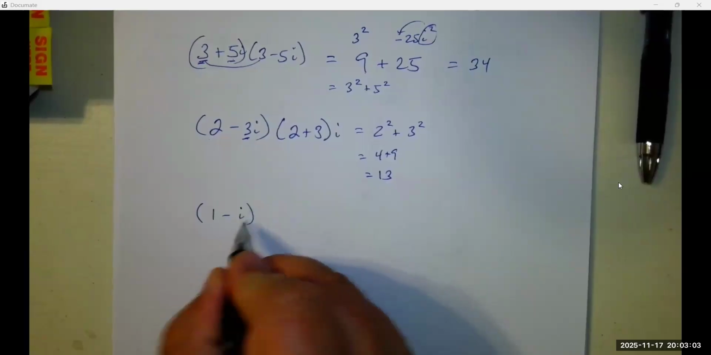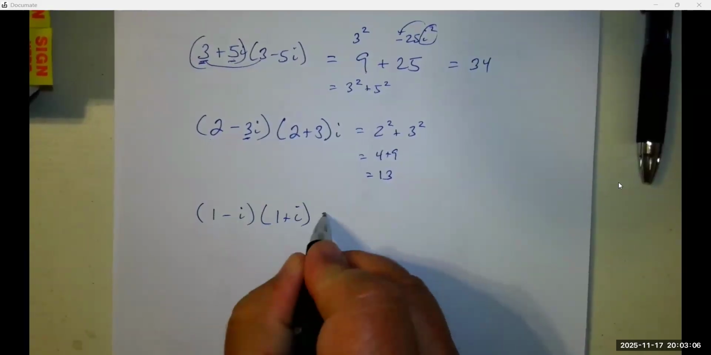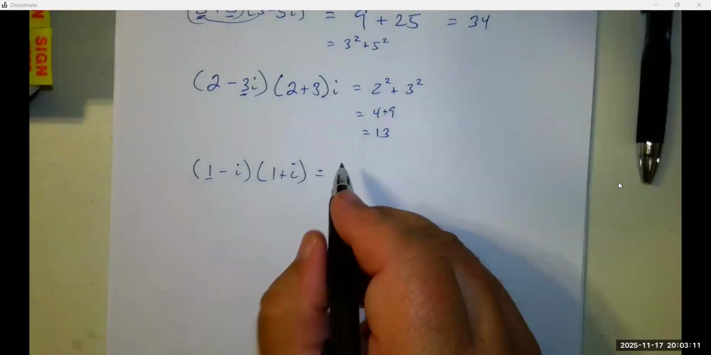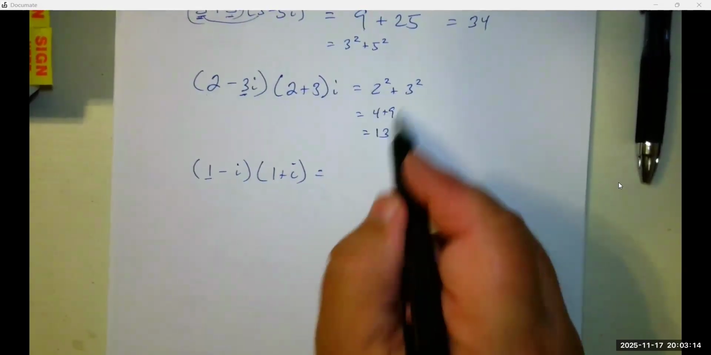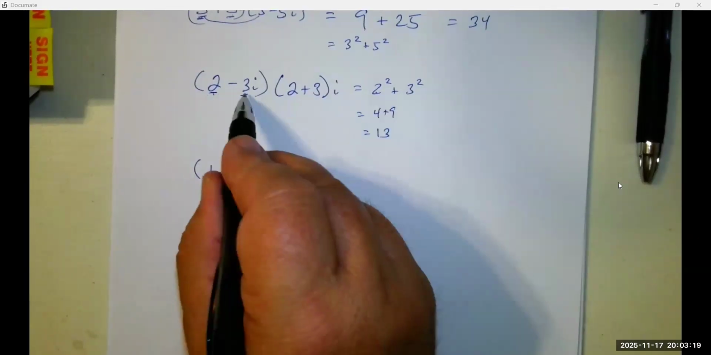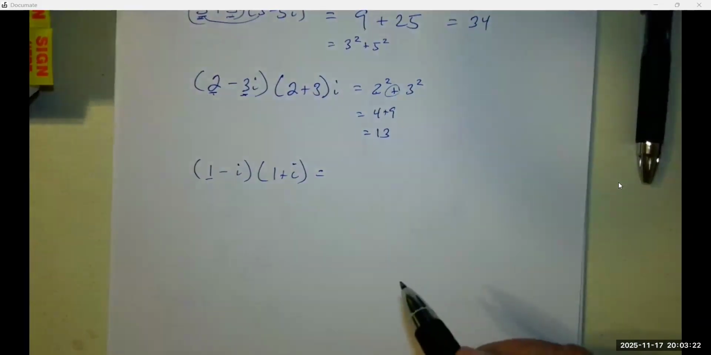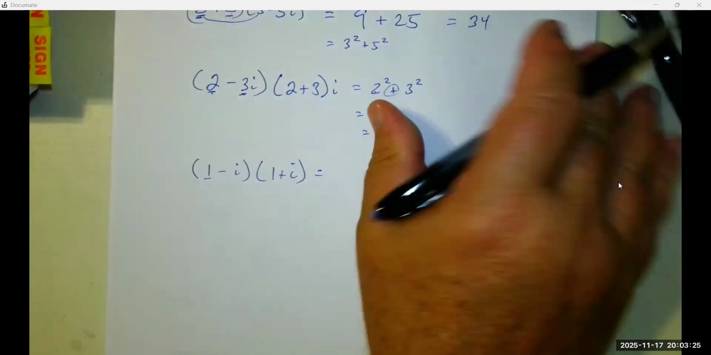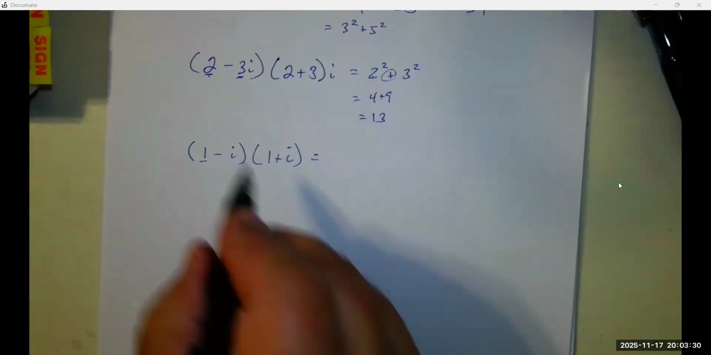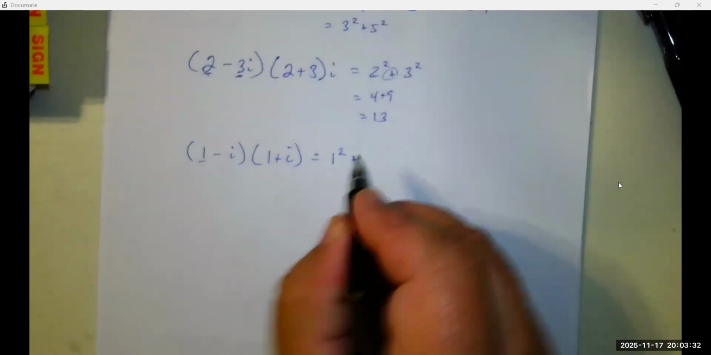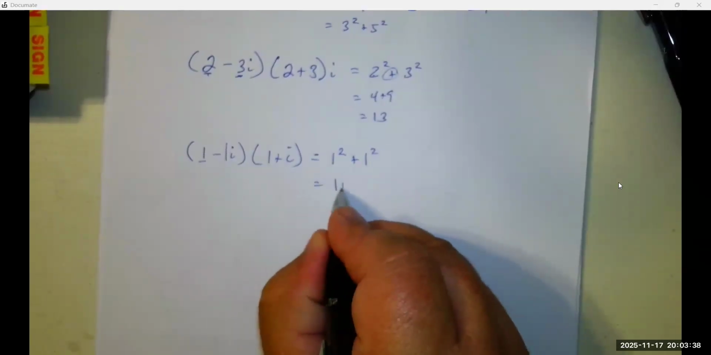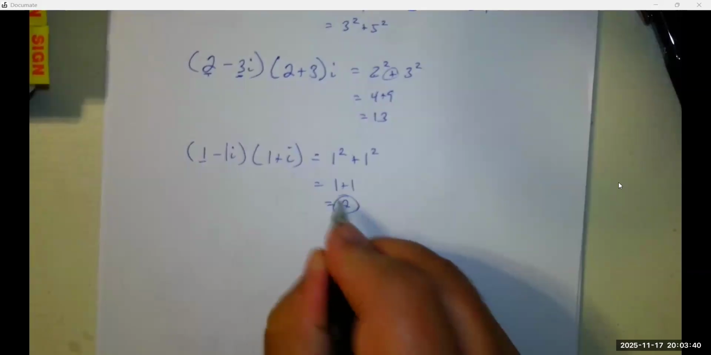1 minus i, 1 plus i. Notice that in this part we don't deal with anything with the i's. We just look at the numbers. So it's 2 squared and 3 squared and add them together. The reason we add them is because the i squared gets rid of the negative. So this is 1 squared. In front of the i is a 1, so it's 1 squared plus 1 squared equals 2.